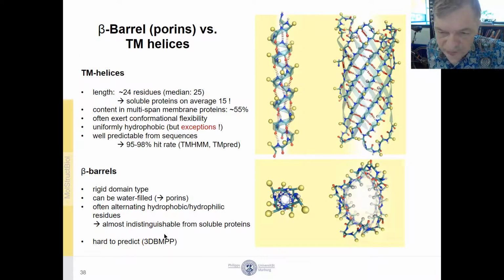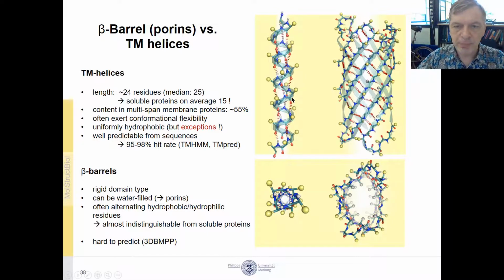So what does it mean in structural terms? First of all, what about the transmembrane helices? It's a normal alpha helix that can be distorted at some position, maybe, by a beta bulge or by a pi bulge or a 3-10 helix. Usually it's an alpha helix. So the length is in the range of about 24 amino acids. That is a typical length of a transmembrane helix.